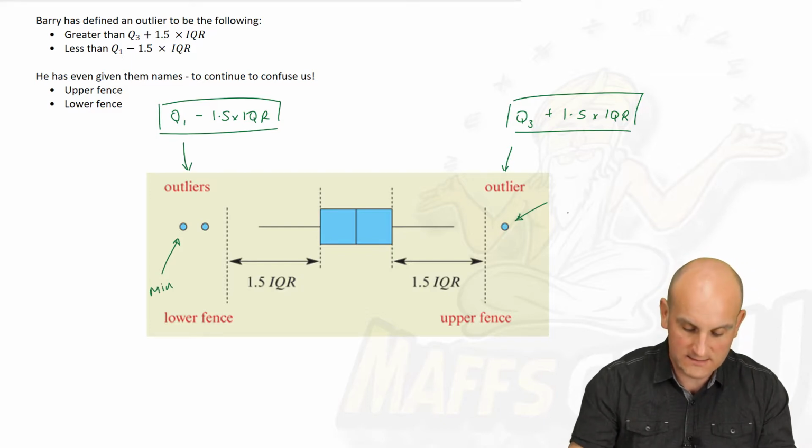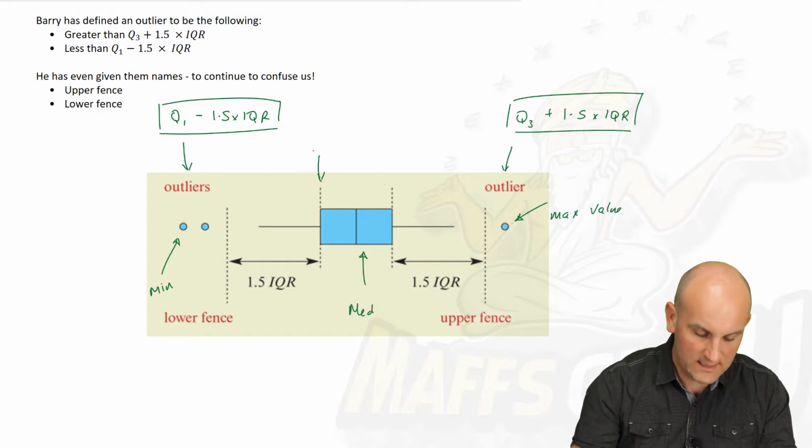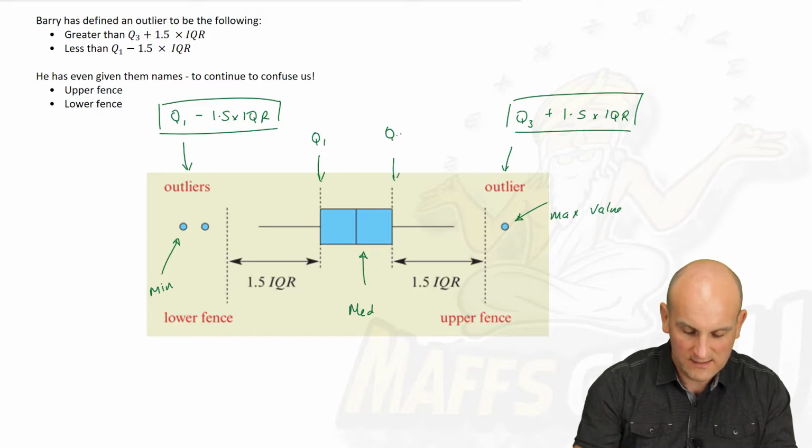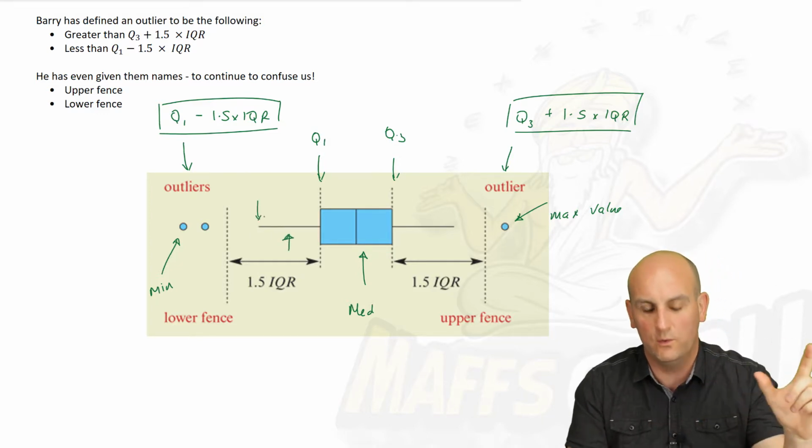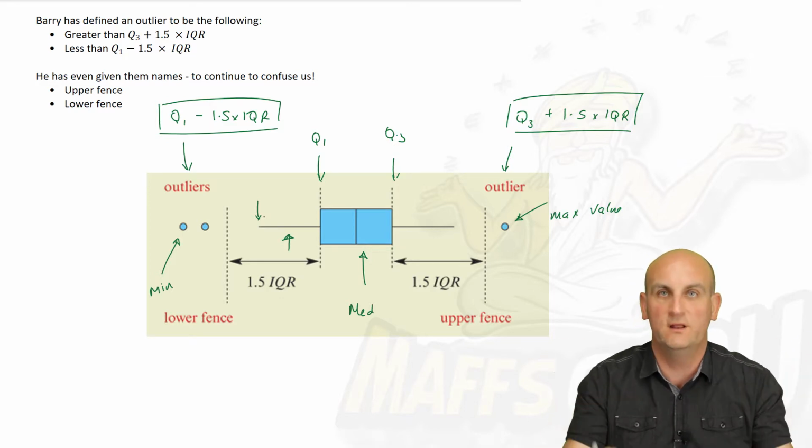This point here is still my maximum value. This line here is still my median. This here is my lower quartile, also known as Q1, and this one here is still Q3, okay? This line here is still important to us. Notice it doesn't go all the way to our fence. I mean, why they call it a fence, I've got no idea.